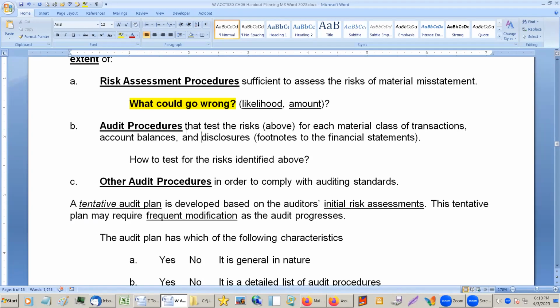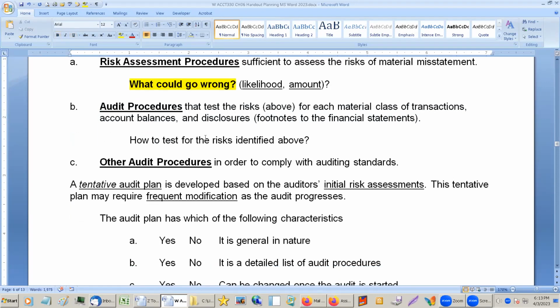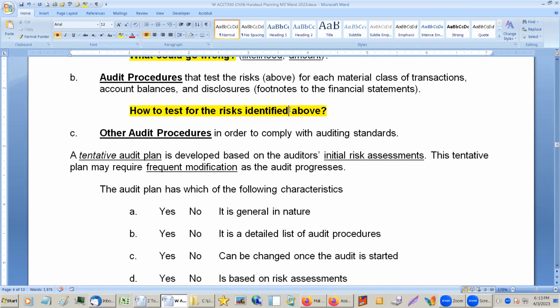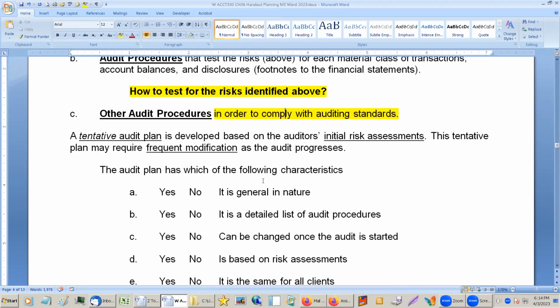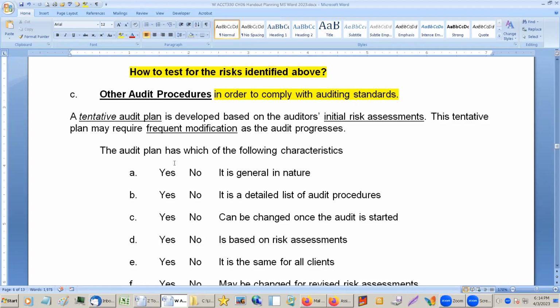Okay, so you do the risk assessment, and then you figure out what the audit procedures are. With those audit procedures, you test the risks and see what could go wrong. How do we test those things that we need to test? And then there are other ones that we'll talk about a little later, to comply with the audit standards. We talked a little bit about this. One of the things is the management letter, which really isn't a test, but it's something that you have to get from management to comply.